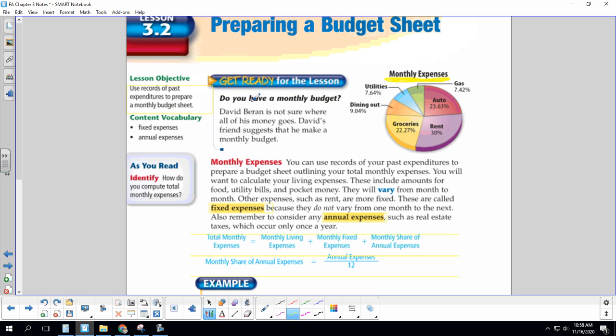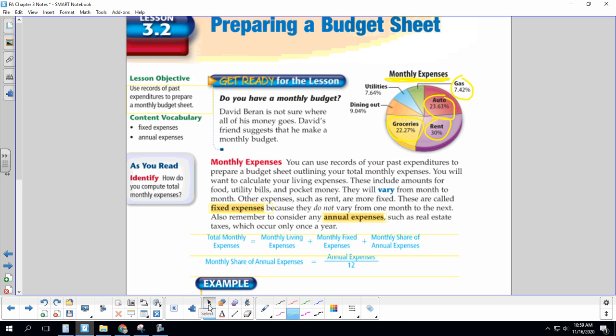Our buddy David is not sure where all of his money goes. David's friend suggests that he makes a monthly budget. Typically, what we pay on housing is about 30%, groceries in the 20s. Our car is closer to 30s if you include the gas. Utilities for our living expenses, almost 10%. And David spends almost 10% eating out.